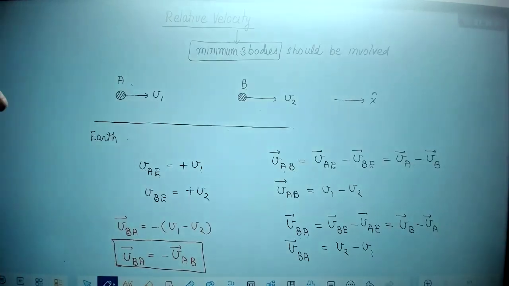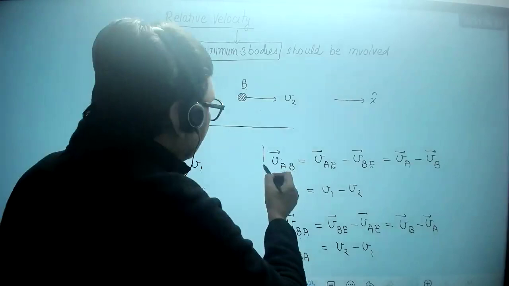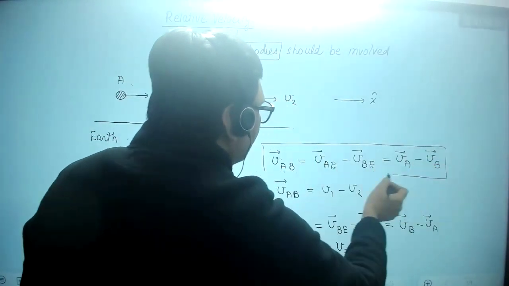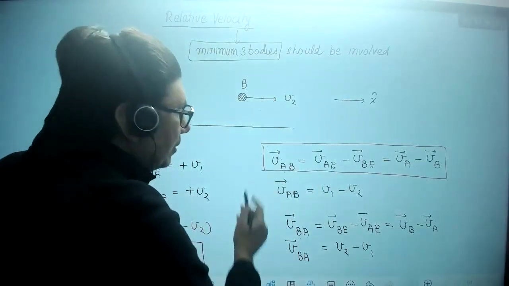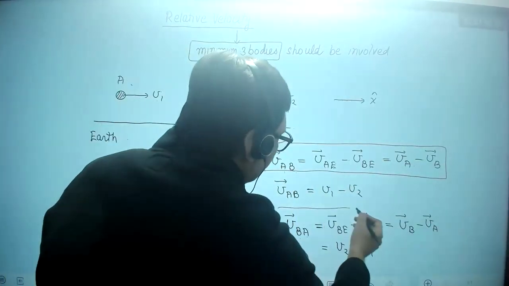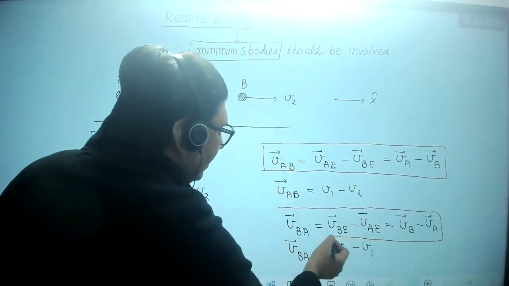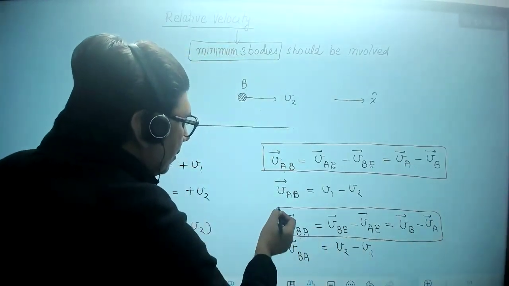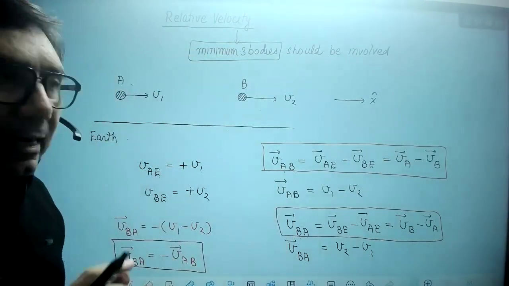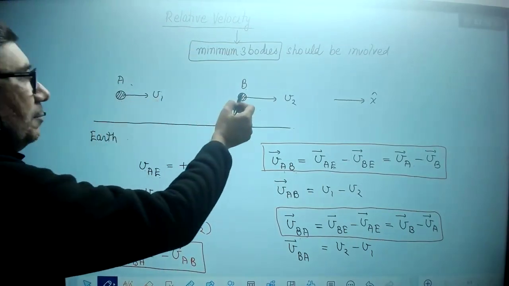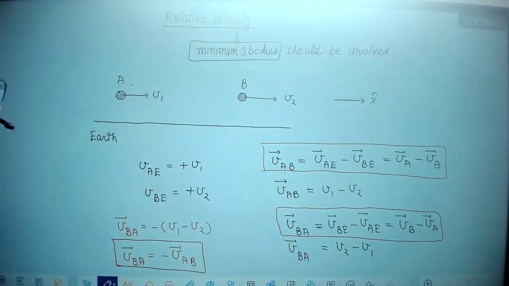Okay. So by using this type of formulas, one can handle one-dimensional or 1D relative motion problems. But always remember that there will be three bodies involved here. One body is A, another is B, and third is Earth.